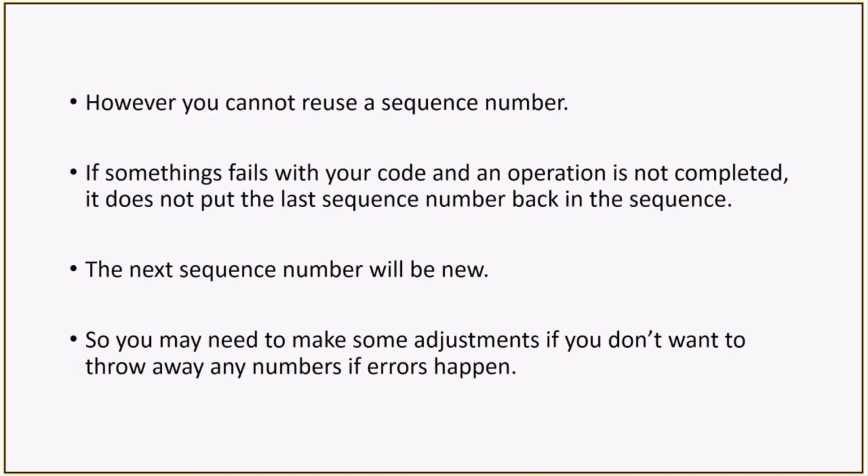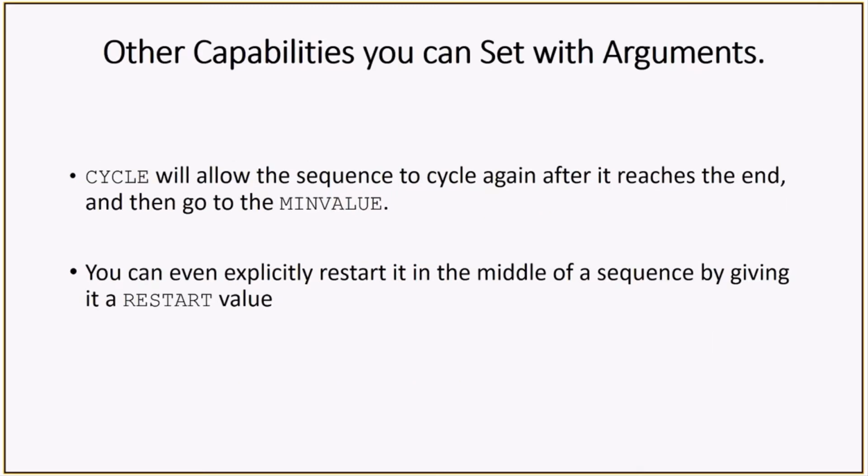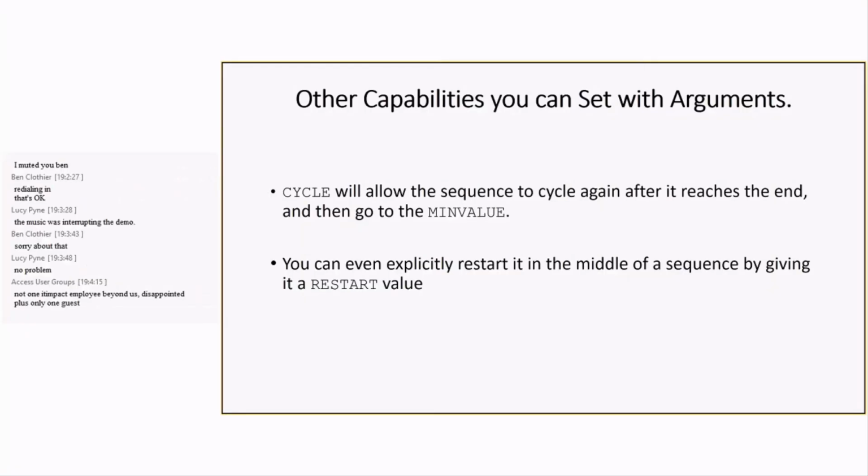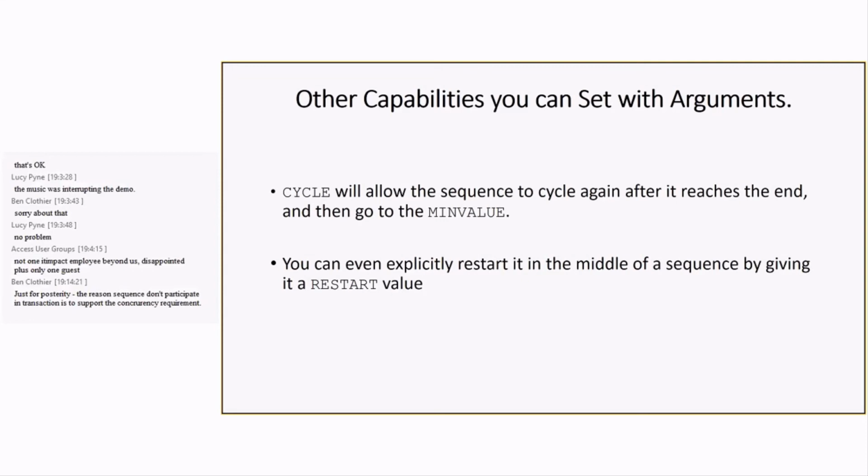Now, these are other capabilities you can set with arguments. We talked a little about cycle, which will allow the sequence to cycle again after it reaches the end, and then go to the min value again. You can explicitly restart in the middle of a sequence by giving it a restart value. So let's say you have a min value of 1 and a max value of 10. You can start in the middle by giving a restart value of 5. Okay?